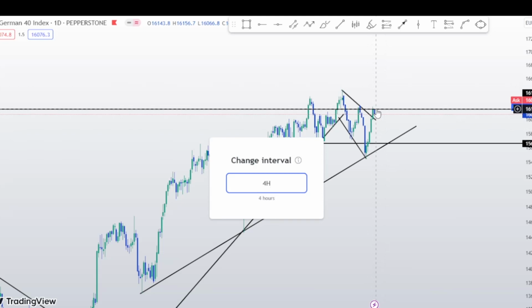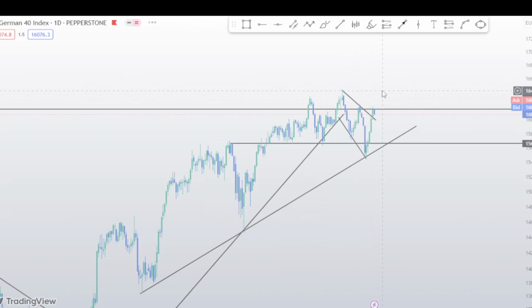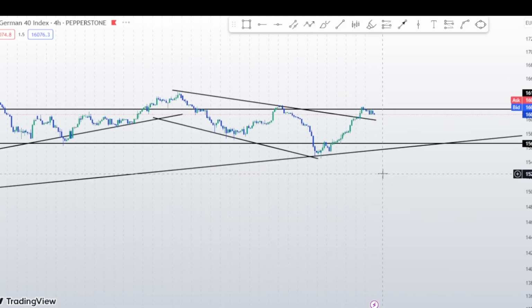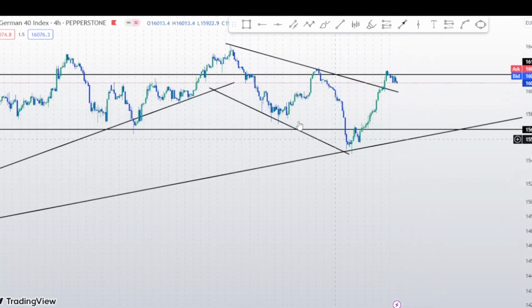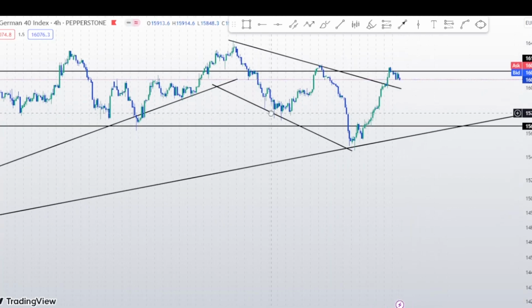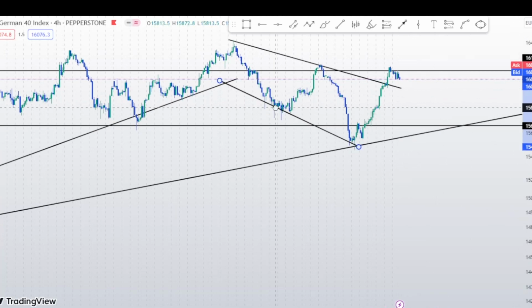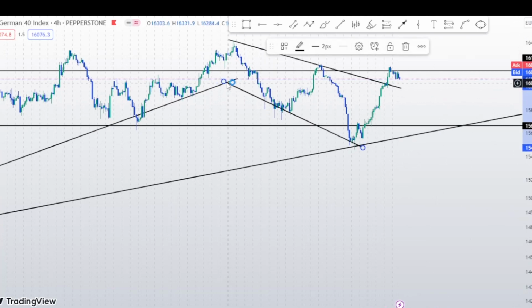So we have this, okay, what do we have on a daily? We're going to go to H4. On H4, as you can see here, we have a pattern that the market has formed. I'm going to adjust the trend lines here.